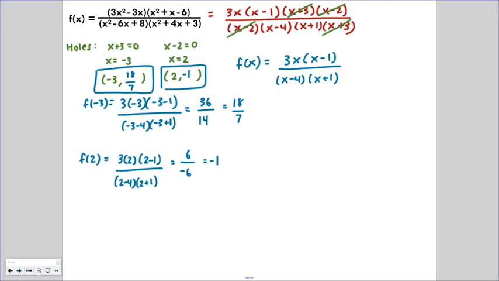Okay, now on a test, when you're given an equation with a hole, I need to see all that work. So make sure you guys are showing the work to get credit for that.